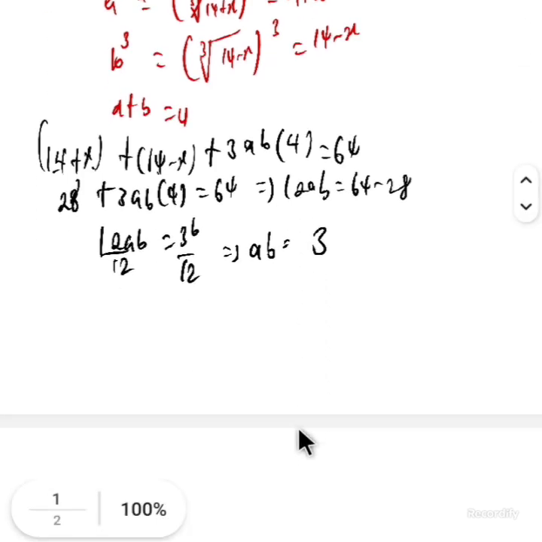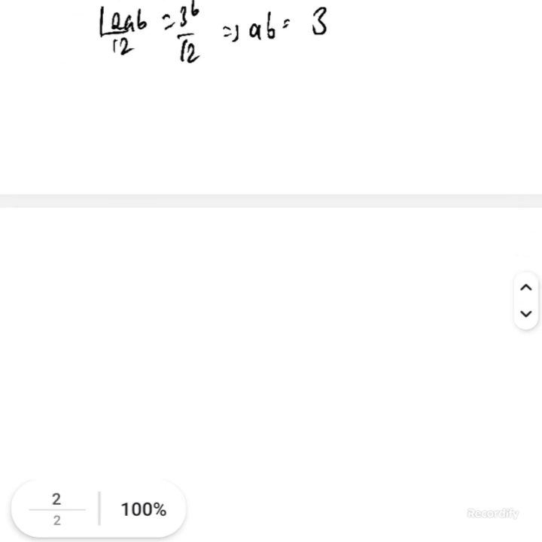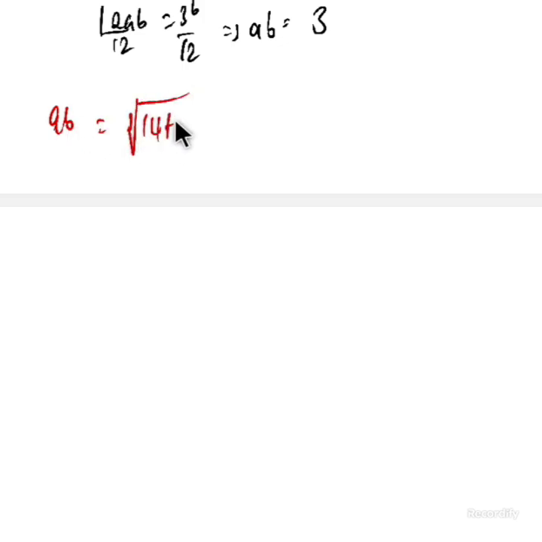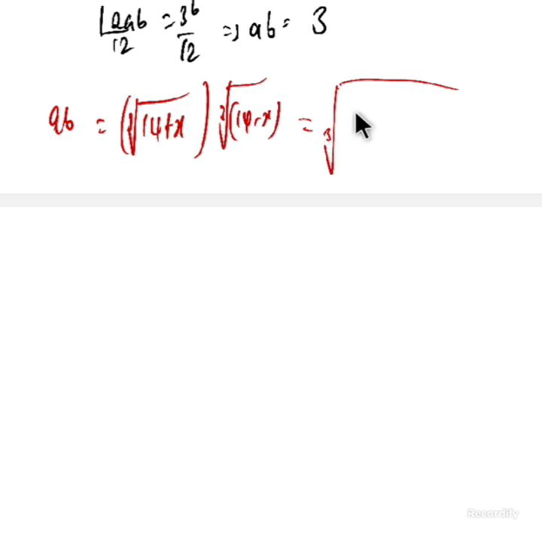Now let's find ab. What is ab? So ab will be equal to cube root of 14 plus x multiplied by cube root of 14 minus x. Since a is cube root of 14 plus x and b is cube root of 14 minus x, ab is you multiplying the two together. So we have cube root of 14 plus x, multiplied by 14 minus x.